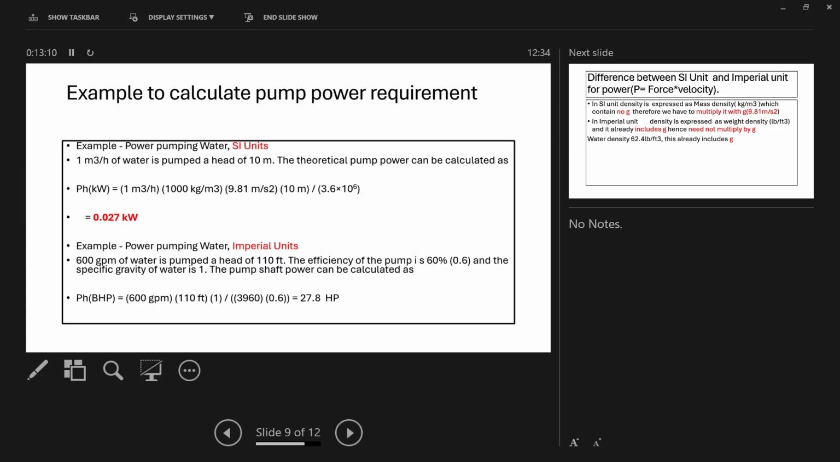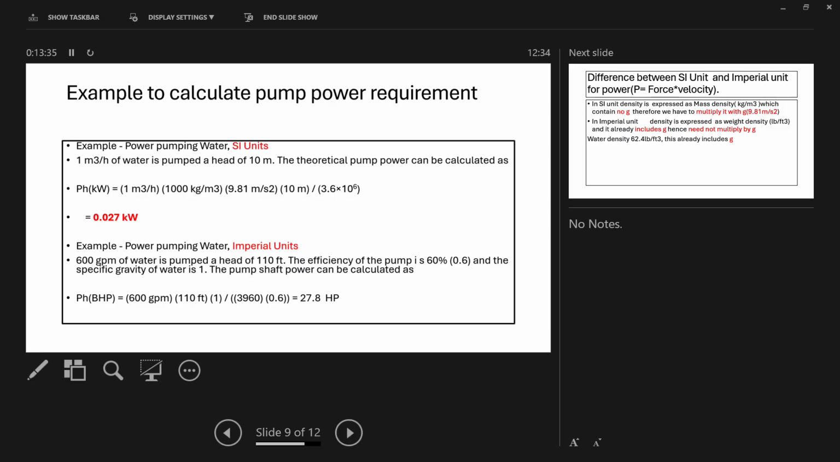Water density is in kg per meter cube, into G. G means 9.81 meter per second square, into height, that is 10 meter, divided by 3.6 into 10 to the power 6. How has this 3.6 into 10 to the power 6 figure come? Because this unit is in hour and here it is second, so you have to convert it into hour, dividing by 60 into 60, that is 3600. Then you will get the hour.